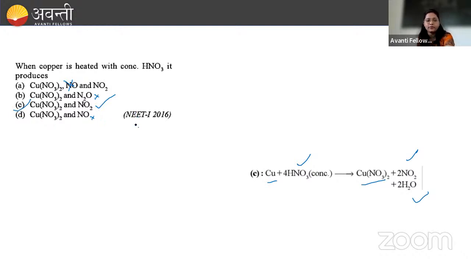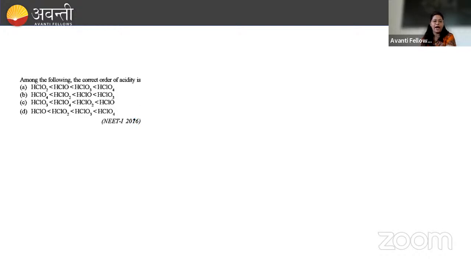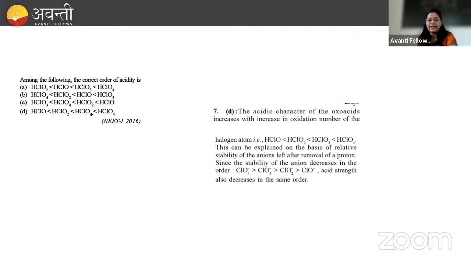Okay guys, next question. Among the following, the correct order of acidity is. So we have been given the acids. These are oxo acids. Okay. So we need to consider here acidic character for these oxo acids. The acidic character of an oxo acid goes on increasing as there is an increase in the oxidation number of the given halogen atom present in this oxo acid. So for chlorine, we need to find out how the oxidation number increases. So here you can see from 1, 2, 3, 4, the oxidation number goes on increasing.